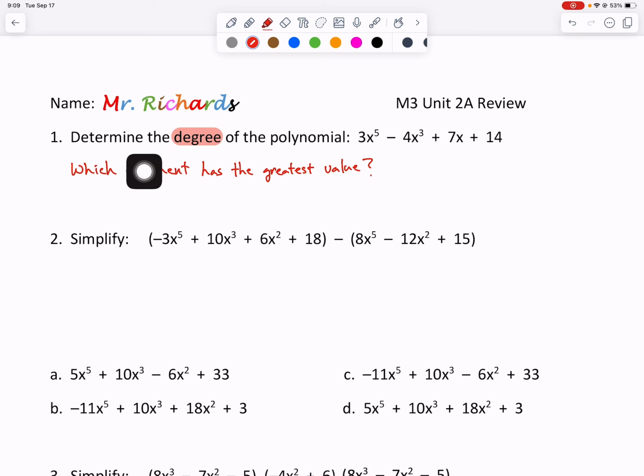Number 1, determine the degree of the polynomial 3x to the 5th minus 4x cubed plus 7x plus 14. I just want you to simply ask yourself, which exponent has the greatest value? That will determine the degree of the polynomial. And yes, our x has the one we don't see, but we have an x to the 3rd and an x to the 5th, with 5 being our greatest valued exponent. I am just going to write a 5 and circle it.